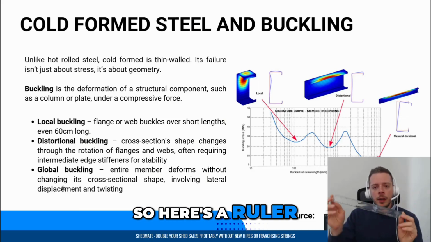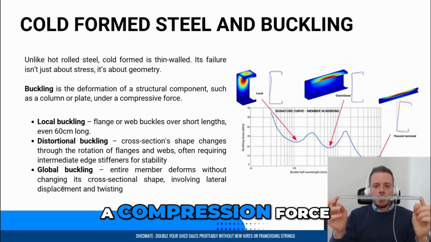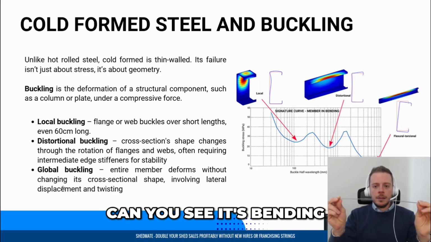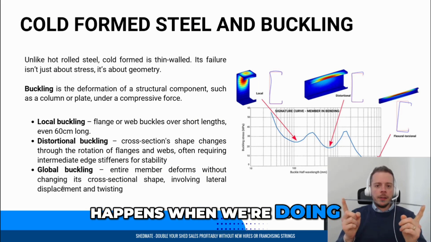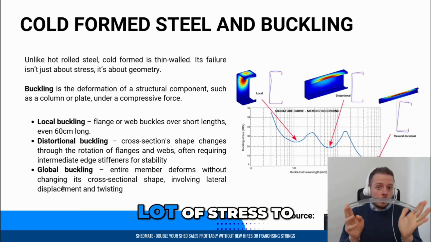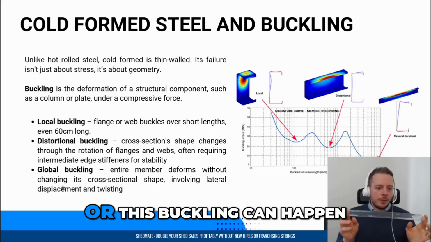Here's a ruler I have, and it's very thin, as you can see. If I apply a compression force, what's going to happen is this ruler is going to bend. Can you see it's bending? This is exactly the same thing that happens when we're doing the design of cold formed. It's very thin, so it bends. It doesn't need a lot of stress to bend. And there are different ways that this bending or buckling can happen.